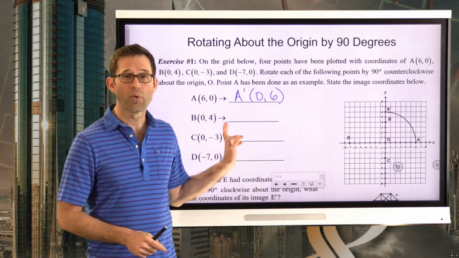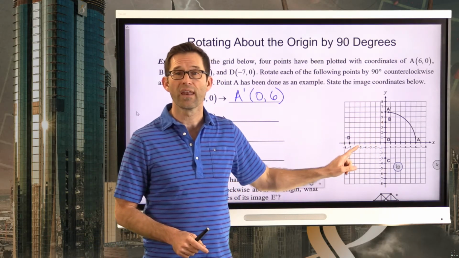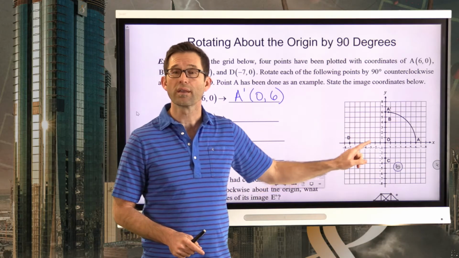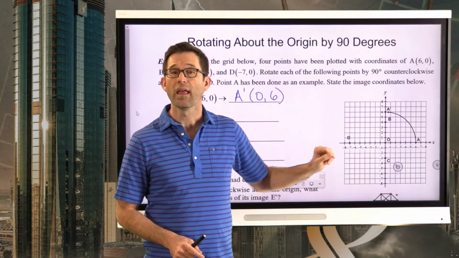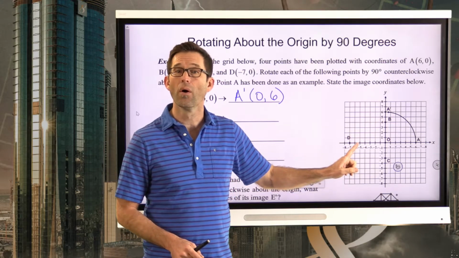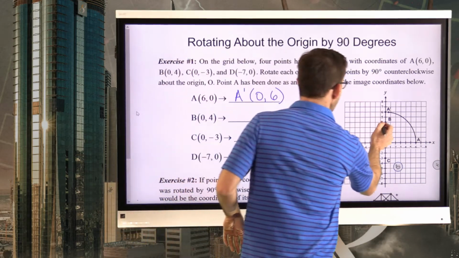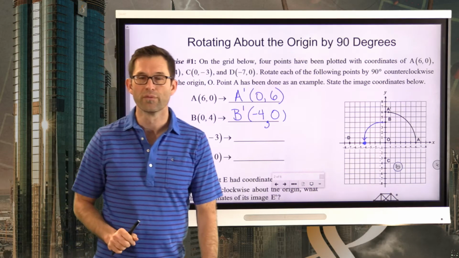So the second point, B, is at (0, 4), sitting right there. We want to rotate that 90 degrees counterclockwise. So yet again, we know because it starts on the y-axis, it should end up on the x-axis. And since it starts 4 units away from the origin, it should land down here also 4 units from the origin, meaning that it should end up falling on the point B prime (-4, 0). All right, it's a beautifully large comma.